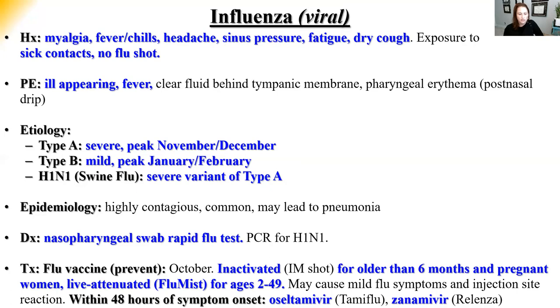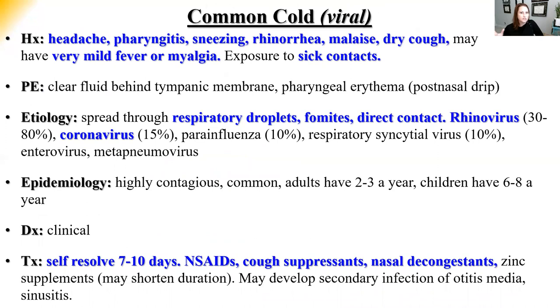Next, let's talk about the common cold. This is common. It's spread through respiratory droplets, fomites. So you touch something, you're infected, then I touch it, I get it, or direct contact. Here's your exam question. Rhinovirus is the most common causative agent, with 30 to 80% of common colds being caused by rhinovirus. Then you have coronavirus, which is 15%, parainfluenza, RSV, enterovirus, and metapneumovirus as the less common causes. But remember, rhinovirus is the most common cause.